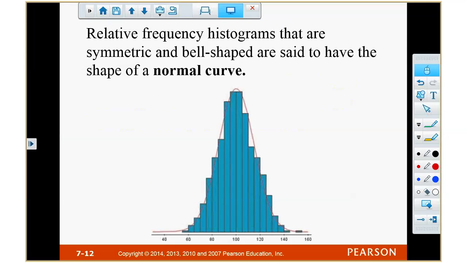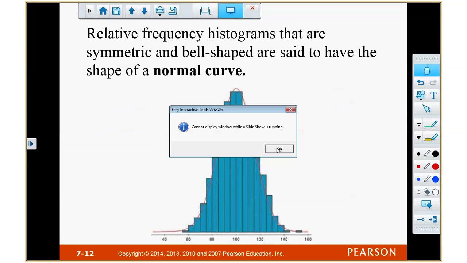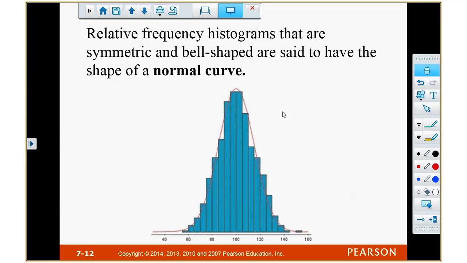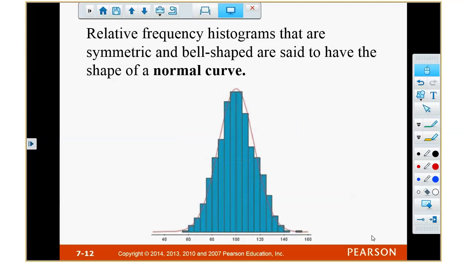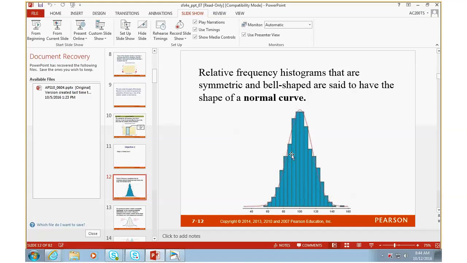Now, the normal distribution, and what I usually tell students to do on this test. I don't know why. Well, I just tried to get out of the slideshow, dork. Okay, there.